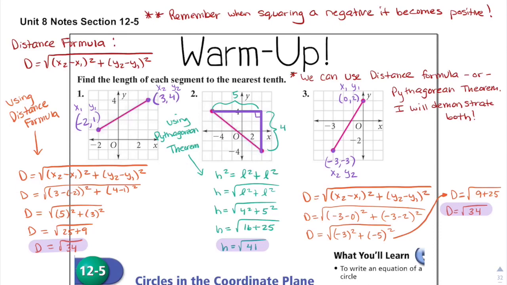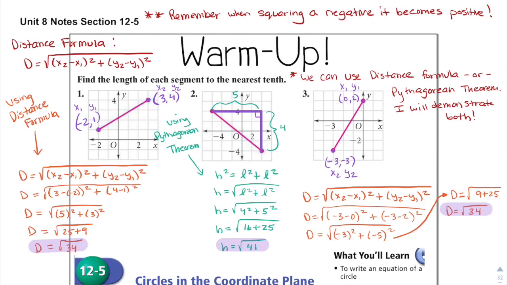All right, hello students. Welcome to Unit 8, Notes Section 12.5. In this set of notes, this is our last one, we'll cover circles in the coordinate plane along with completing the square. So you notice that everything but completing the square is in 12.5. You just have to flip through your notes a little bit further and you'll get to the worksheet on completing the square.